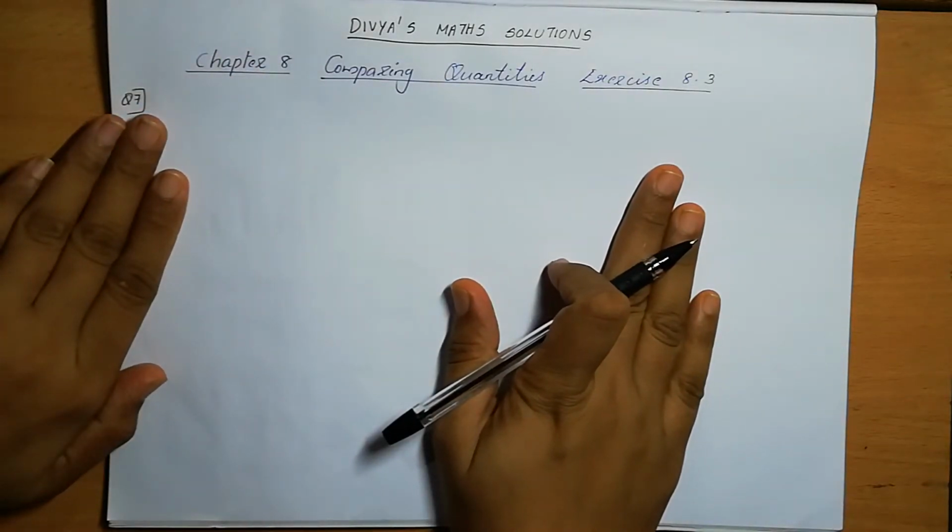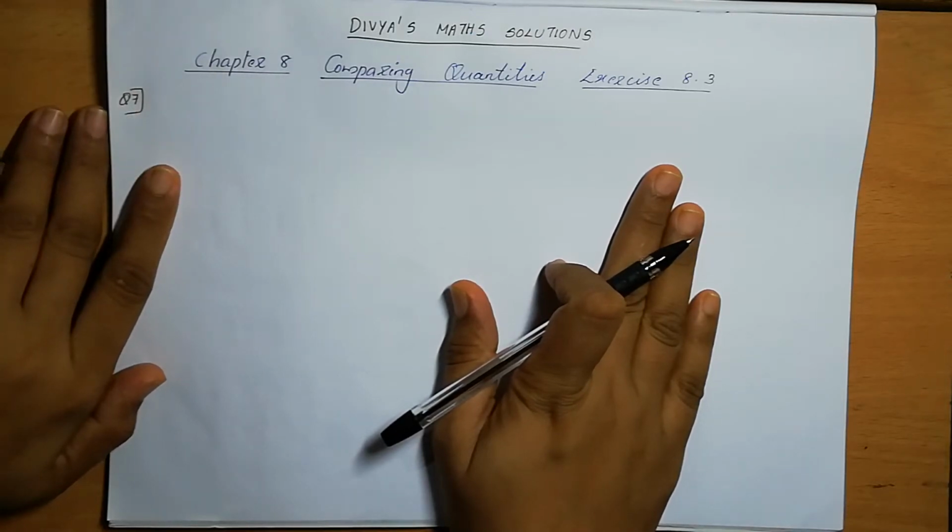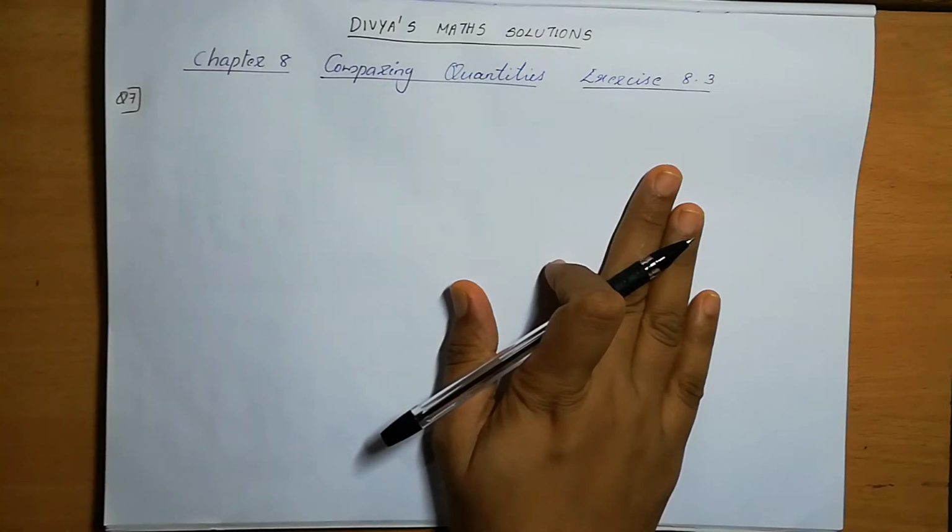Today we are going to discuss Chapter 8, Comparing Quantities, Exercise 8.3. Question number 7. Maria invested rupees 8,000 in a business. She would be paid interest at 8% per annum compounded annually. Find the amount credited against her name at the end of the second year.